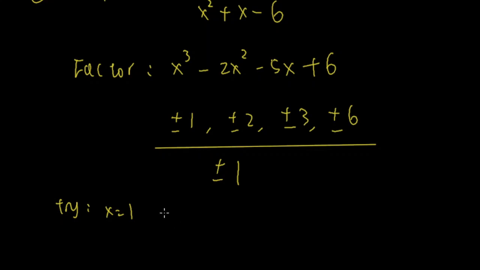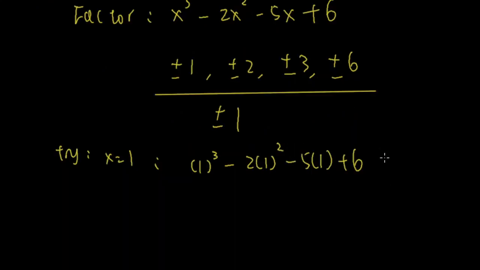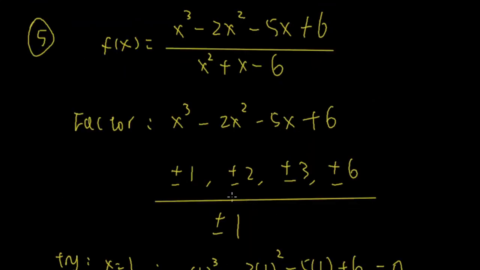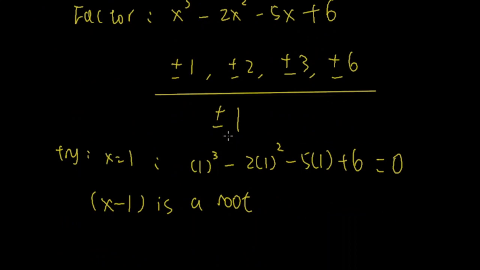Okay, so let's try this. 1 cubed minus 2 times 1 squared minus 5 times 1 plus 6. What's that equal to? 1 cubed is 1, minus 2 is negative 1. Negative 1 minus 5 is negative 6. Negative 6 plus 6 is 0. So that means x minus 1 is a factor. Then what do we do? We can do a long division on this to see how we can break this out.